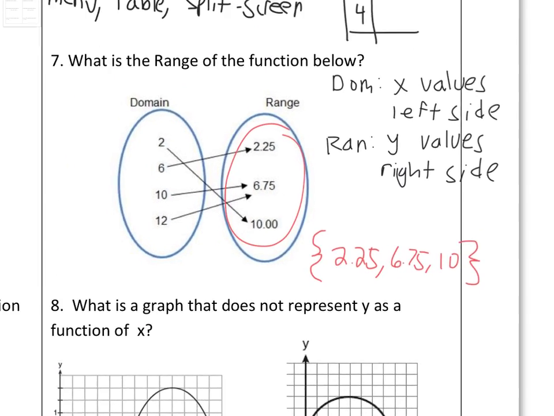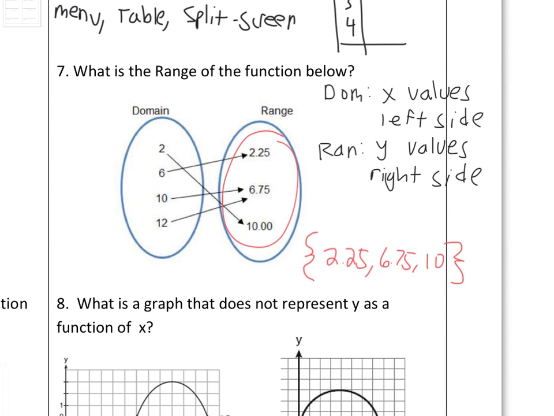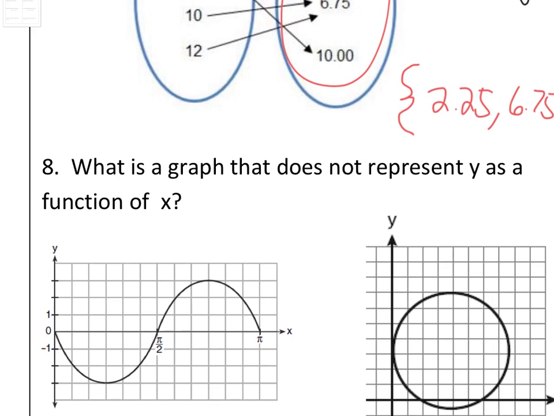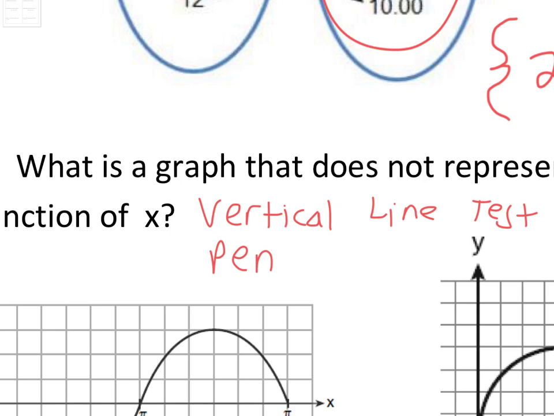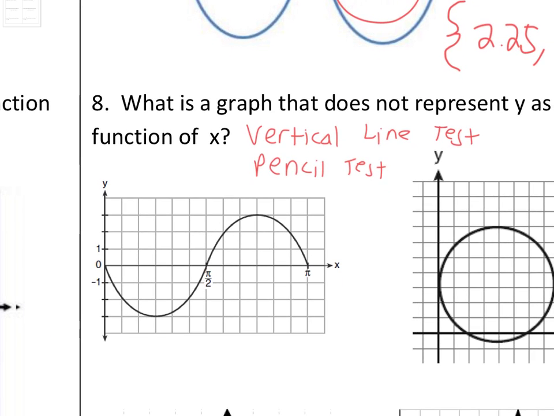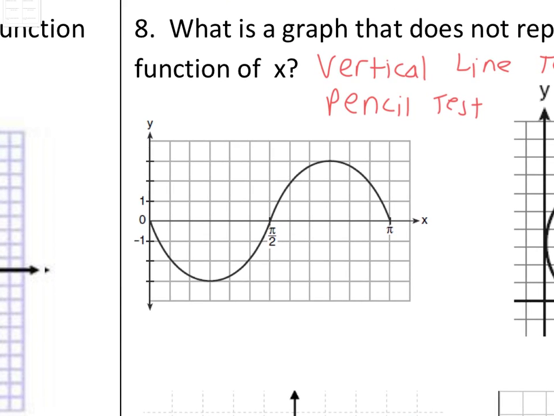Okay. Moving on to number 8. It says, which graph does not represent y as a function of x? Remember, there is a test that you want to do. It's called the vertical line test, or you may have learned it as the pencil test. If you prefer the term pencil test, that is fine too. Remember, all you're doing is going on each individual graph and drawing vertical lines, or using your pencil and sliding it across the graph and seeing if it touches in more than one point.